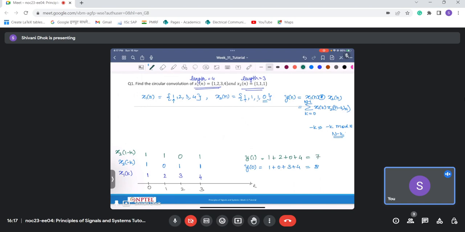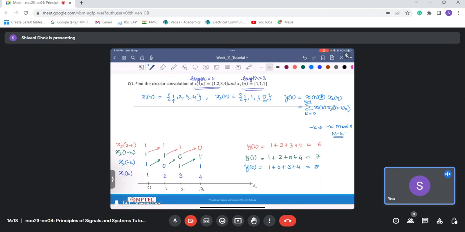Now we can observe that this 0 goes on shifting in this direction. This one gets shifted here, this one gets shifted here. So we have something similar afterwards. For x2(2 minus k), this 0 will go here, this 1 will come here, this 1 will go here, and this will go here, which is 1. So y(2) is equal to 1 into 1, plus 1 into 2, which is 2, plus 1 into 3, which is 3, plus 0, which comes out to be 6.